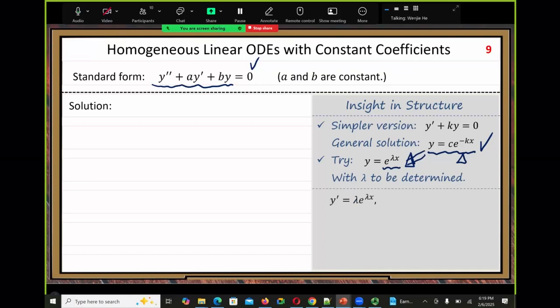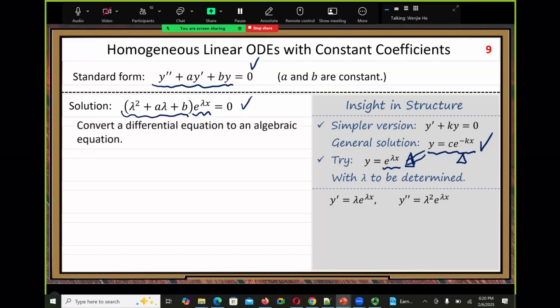All right. So let's plug this e function into our original second order ODE. So y prime, y double prime. Then after simplification, we get this form. We know the e function is non-zero. So if the left-hand side equals 0, that means this coefficient part must be 0. So we get a new equation. This new equation is an algebraic equation, not a differential equation. So here you can see we convert the original differential equation to an algebraic equation.